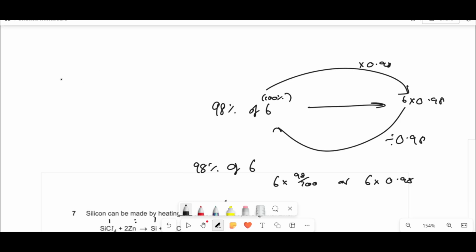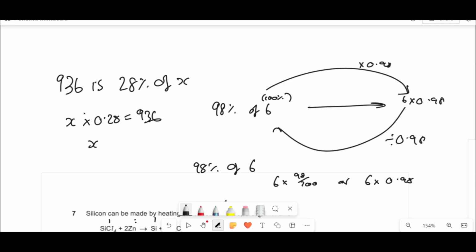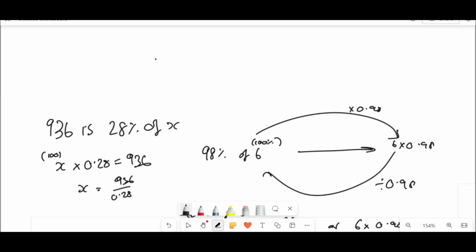So for example, if I was told that 936 is 28% of x, then I know that initially they must have done x times 0.28 to give you 936. So the original, which is 100%, remember, would just be this 936 divided by the percentage that it is. There you go. And it works for things like 110%. So if I have 275 is 110% of something, I know the x original has to be 275 divided by its percentage as a decimal to undo it, which is 1.1.